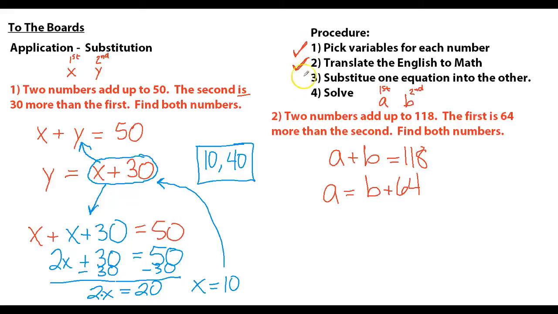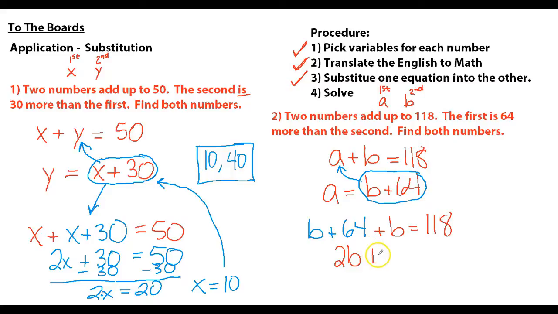I translated both equations. I'm now going to substitute this A value. I know that A is B plus 64, so I'm going to plug that in for the A, because I know that A equals B plus 64. When I do that, I get B plus 64 plus the B equals 118. Again, I'm just rewriting this first equation, but instead of writing A, I wrote B plus 64. Now we can solve. Add my B's together, I get 2B plus 64 equals 118.